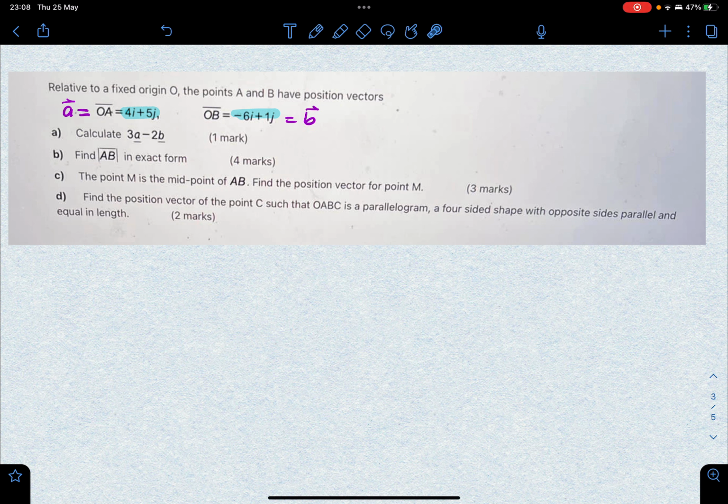So this first part asks for 3A minus 2B. So 3A is just 3 multiplied by that. So that's 12i plus 15j. And 2B is minus 12i plus 2j. So it's just 2 times that.